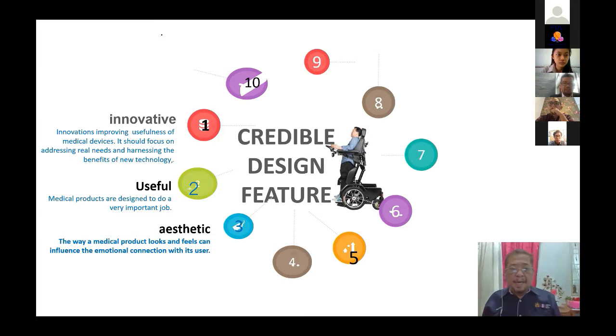Thirdly, aesthetics. Human beings like to see something nice, right? And when something is nice, we might try to use it, or we have a desire to consume it. So, if a medical product looks so rugged, it might not entice the user to use it. So, make it look nice.